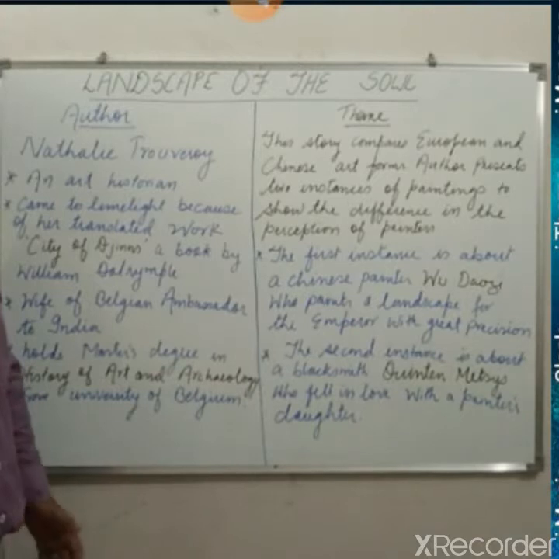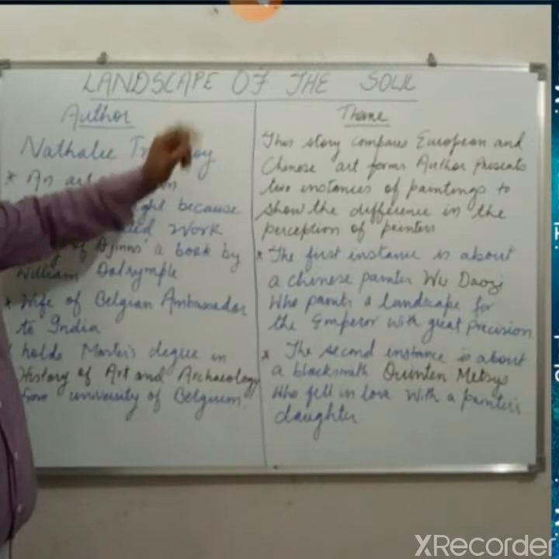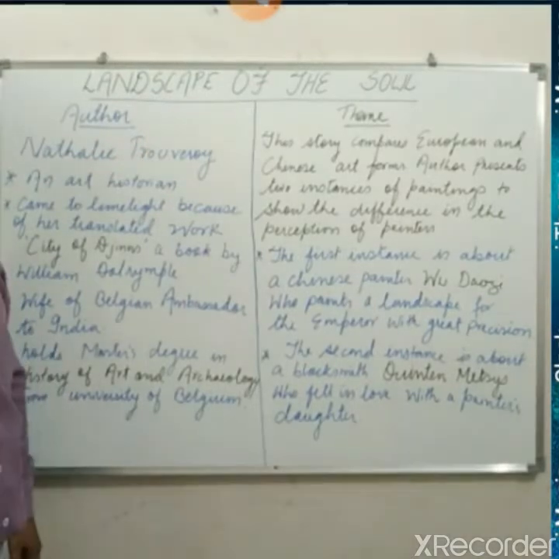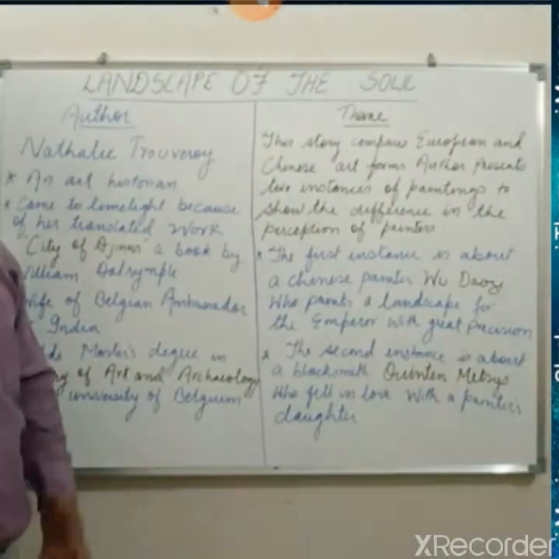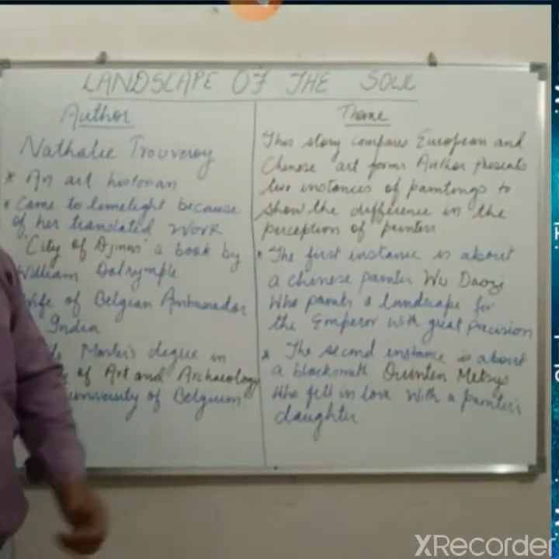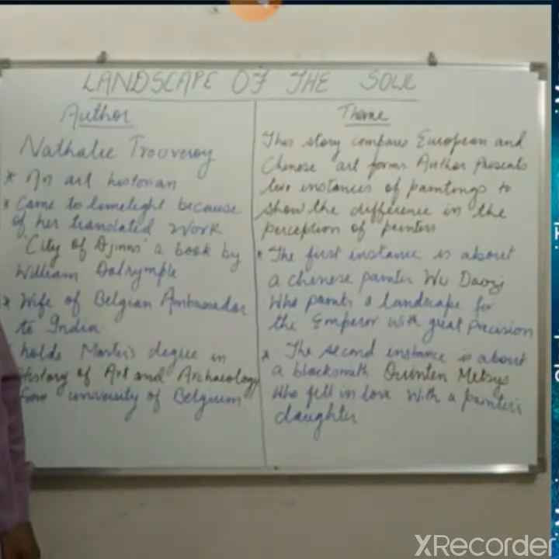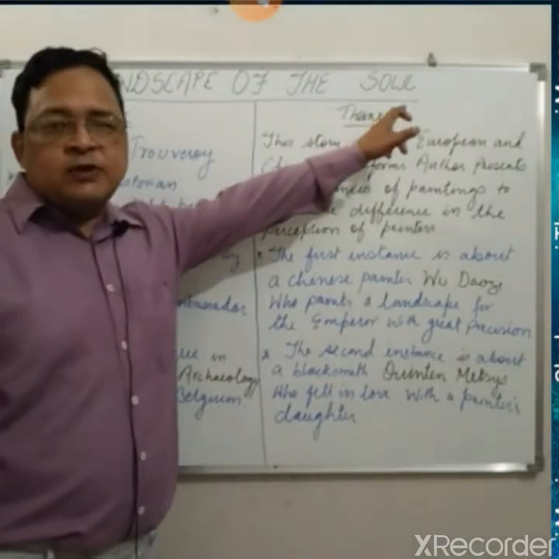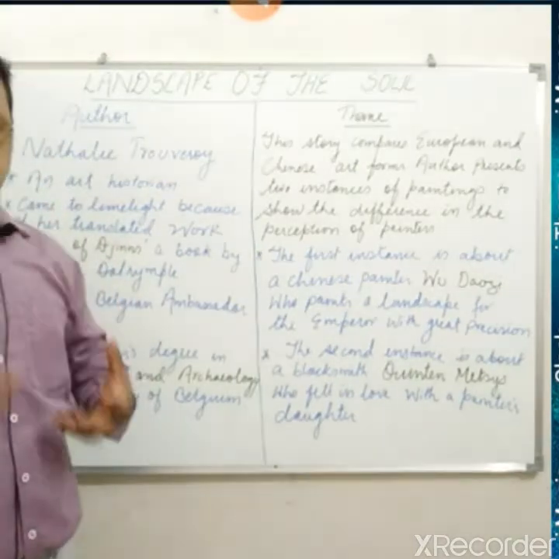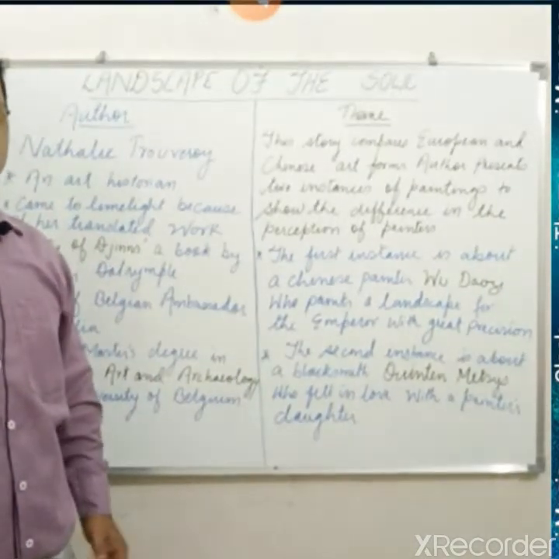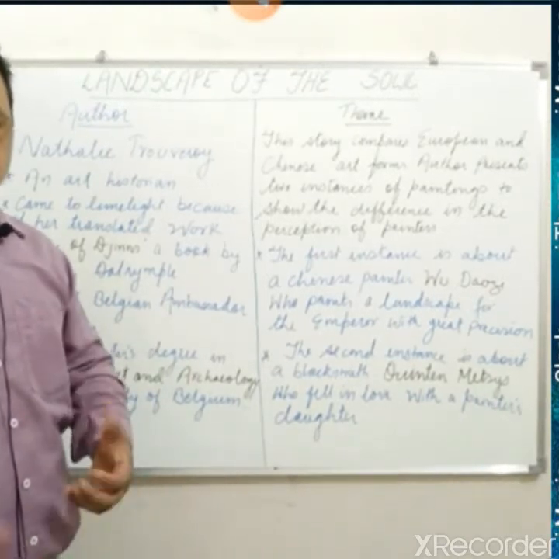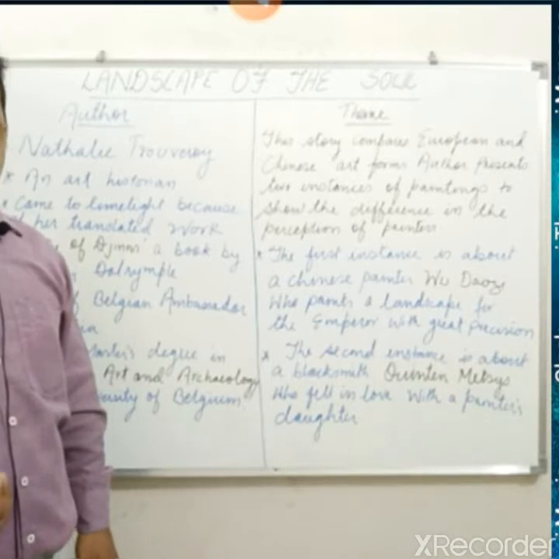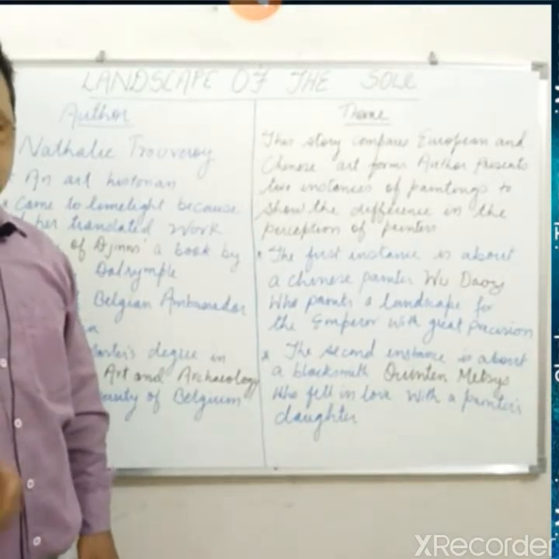Children, today we are going to study a new chapter, and the chapter's name is Landscape of the Soul. Landscape, if you know, relates to a painting. Now, when we talk about the landscape of the soul, soul means something which is inside the human body, that is inner voice or the inner light which is keeping us alive.